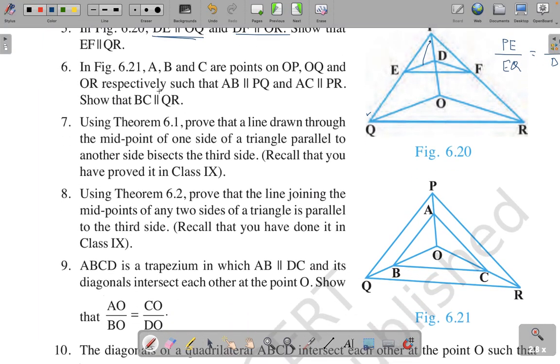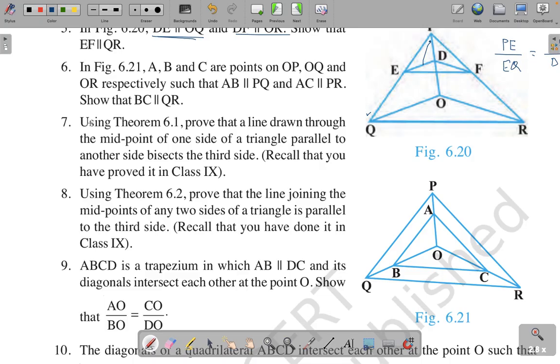In figure 6.21, A, B, and C are points on OP. So if you take this line OP, A is a point on OP, B is a point on OQ, and C is a point on OR. Then you join all three of them, such that AB and PQ are parallel, AC and PR are parallel. So you just need to show BC is parallel to QR.